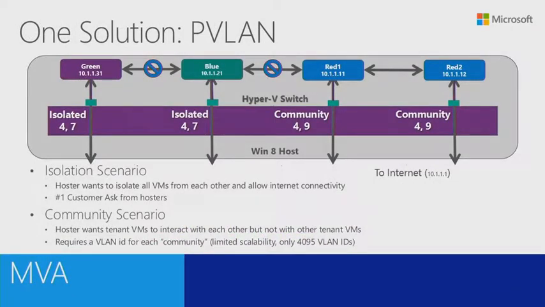So a couple of things that we looked at as ways to enhance multi-tenancy with Hyper-V was the introduction of PVLANs. PVLANs are very common, especially for web hosting. There are both isolation and community scenarios. It still has limited scalability. If you want to run massive cloud hosting, it's still going to have its own inherent limitations. But for many classes of customers, PVLAN can be a great solution as well.